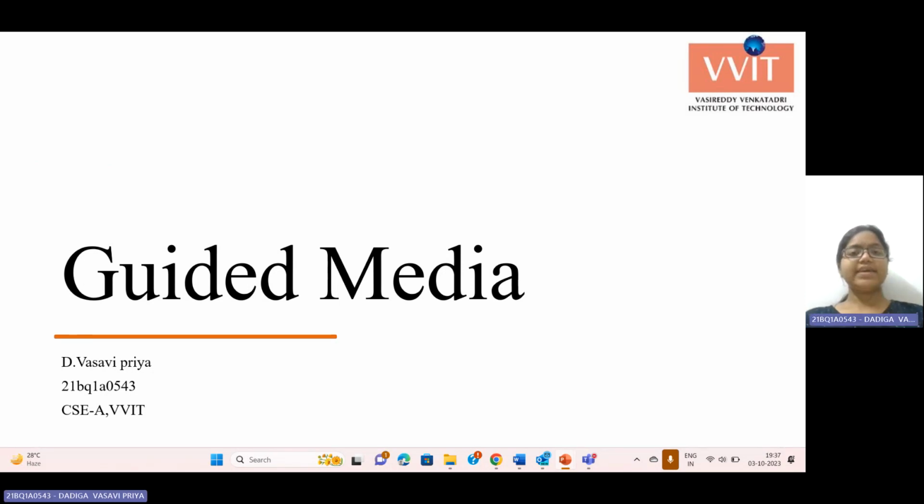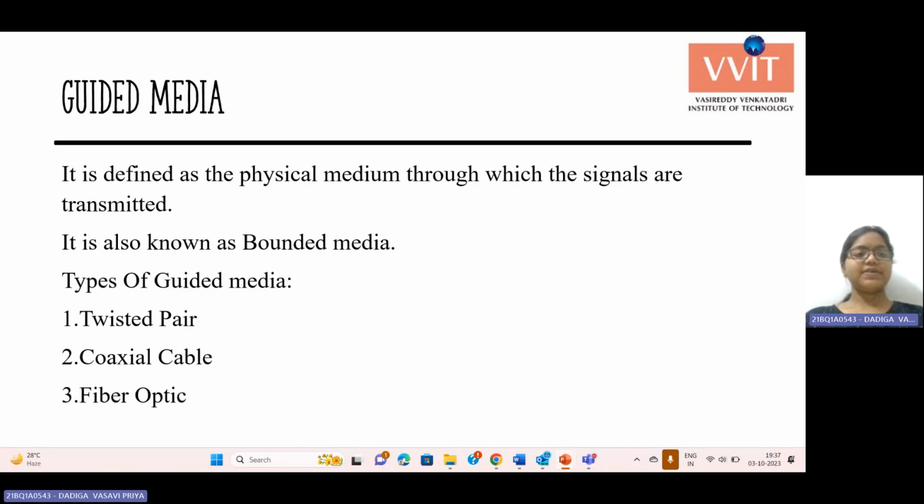Today, in this lecture, let us see what is guided media and have an overall look at the types of guided media. What is guided media? This is defined as the physical medium through which the signals are transmitted. This is also called bounded media. There are totally three types of guided media: twisted pair, coaxial cable, and fiber optics. Let's discuss each in detail.